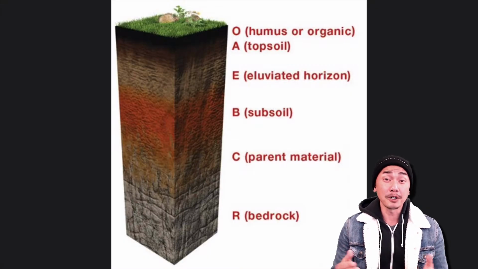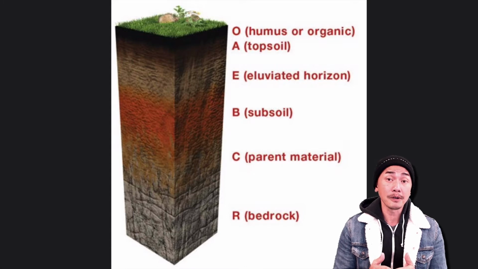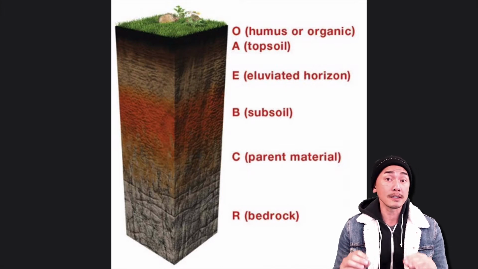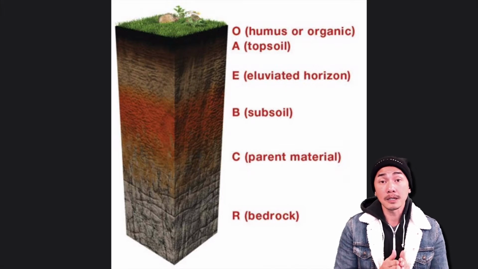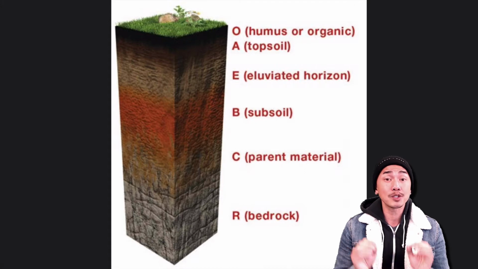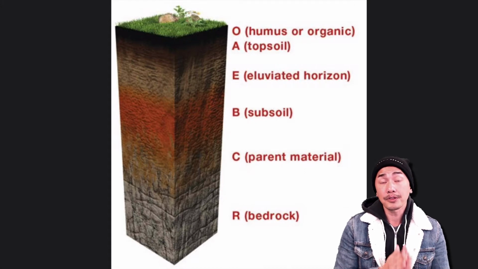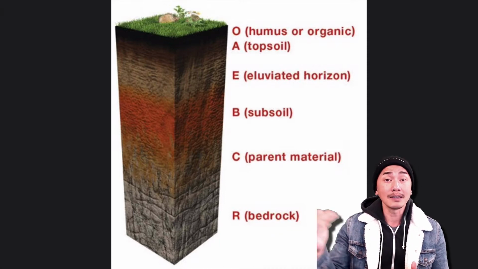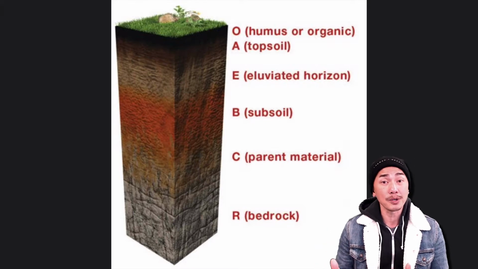Please be familiar with the different layers of soil. The top layer is the O layer. It's also called humus, or the organic layer. The second layer is the A layer and is topsoil. The third layer is the E layer, or the eluviated horizon. This is a layer where water passes through and leaches and lightens the soil there.